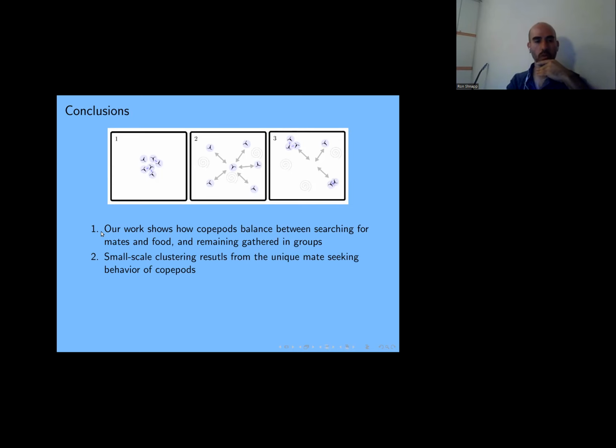So just to read what I wrote, our work shows how copepods balance between searching for mates and for food while remaining gathered in groups. Small-scale clustering results from a unique mate-seeking behavior of copepods. I mean, these repeated interactions, as we saw in the movie, and we get, I think, quite a good quantitative agreement between the model and two completely independent laboratory experiments.